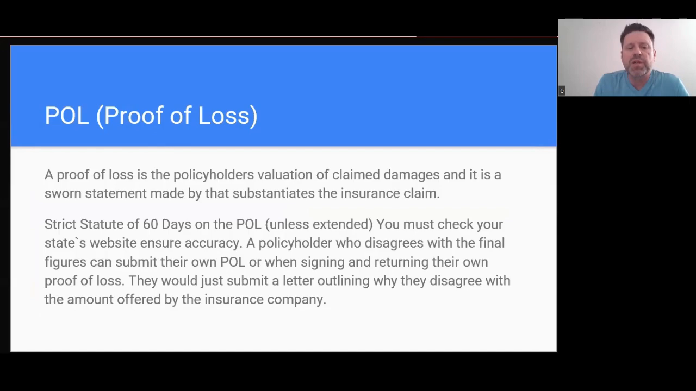Proof of loss, this is really good, important to know. A proof of loss is the policyholder's valuation of claim damages, and it is a sworn statement that substantiates the insurance claim. Now, this has to be done strictly when it comes to insurance and flood. You have to have it into the insurance company within 60 days, unless it's extended by the state. But otherwise, there's a strict statute that you have to provide a sworn statement that substantiates the amount of loss that you suffered from the flood loss within 60 days.